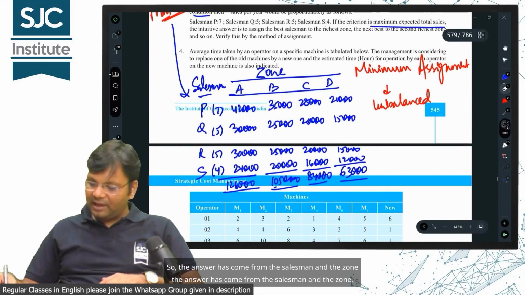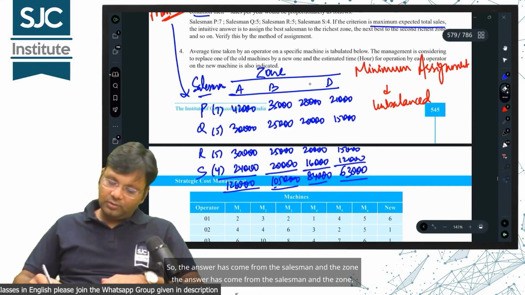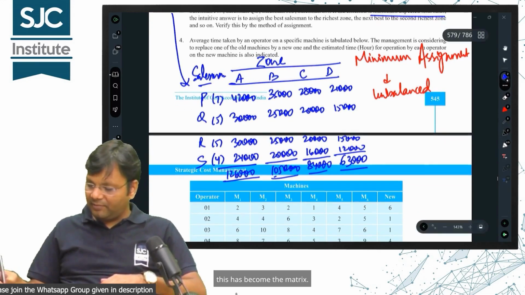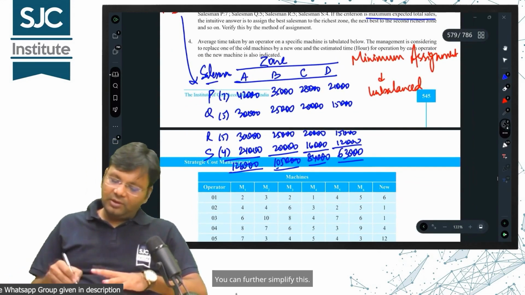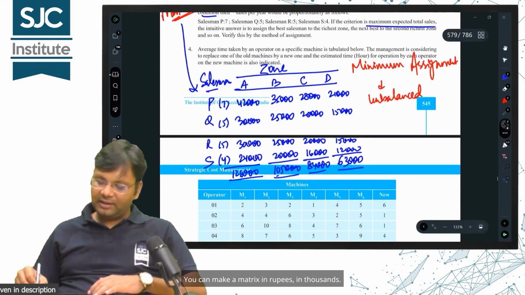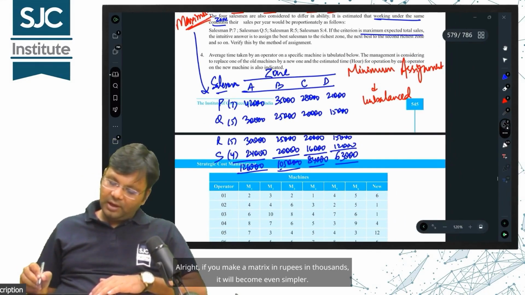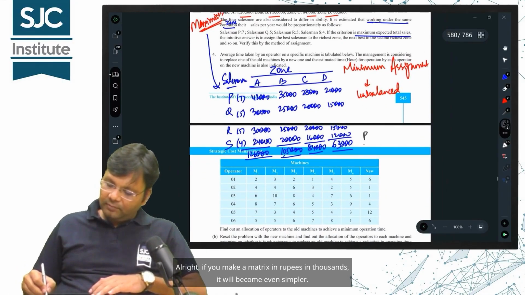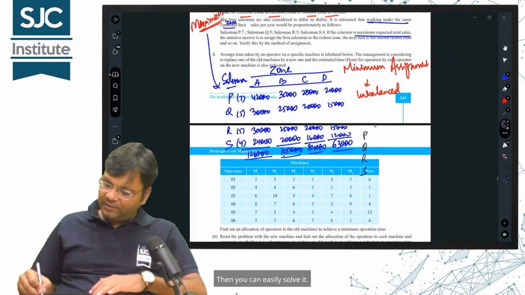So, the answer has come from the salesman and the zone. This has become the matrix. You can further simplify this. You can make a matrix in rupees in thousands. If you make a matrix in rupees in thousands, it will become even simpler. Then you can easily solve it.